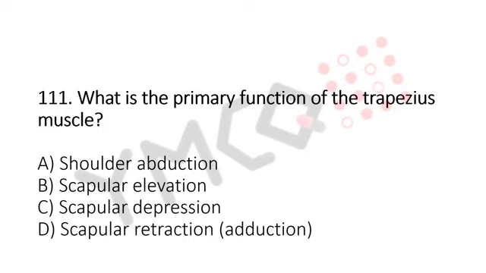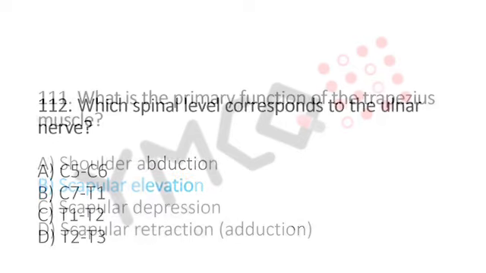Now let's move to question number 111. What is the primary function of the trapezius muscle? Option A, shoulder abduction. Option B, scapular elevation. Option C, scapular depression. Option D, scapular retraction. And the answer is option B, scapular elevation.